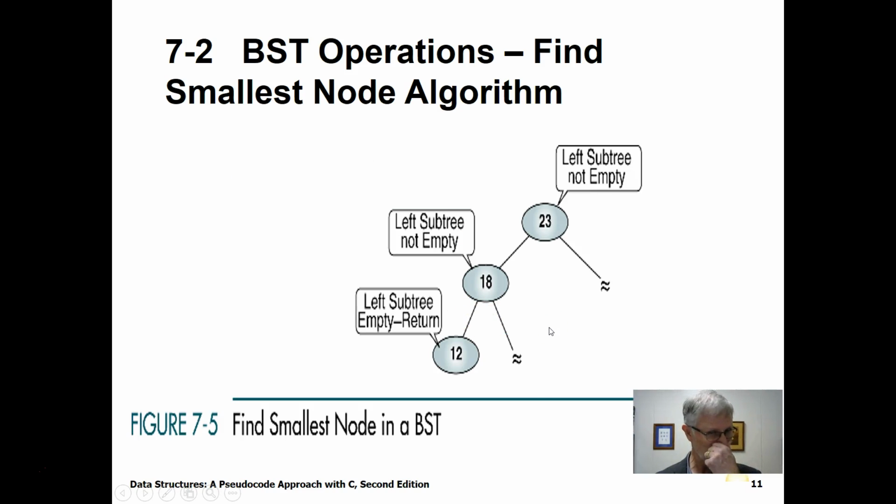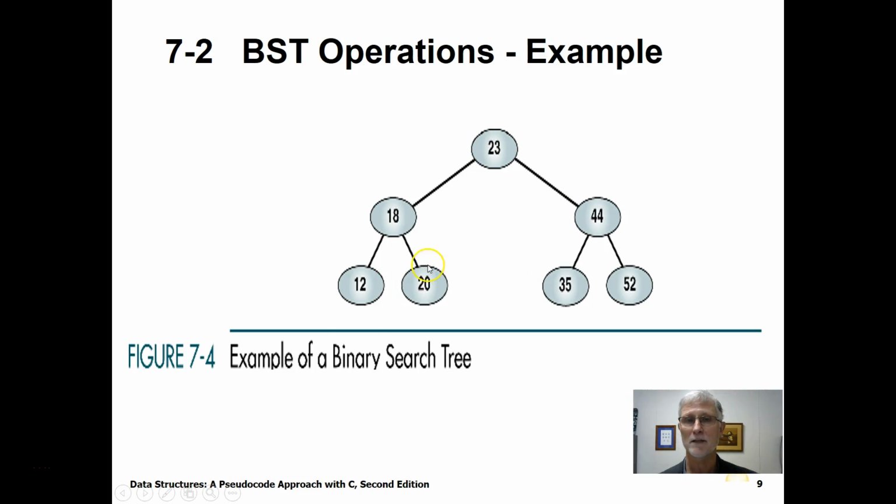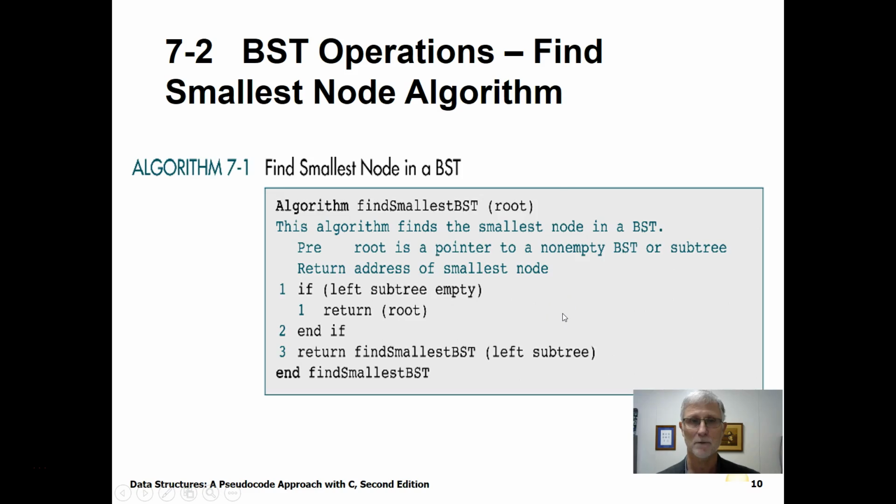So, see if the picture makes sense. Left tree's not empty, go down to it. Left tree is not empty, go down to it. Left tree is empty, guess what? I'm returning 12. So the smallest node in our chart is item 12. We kind of slowed up here, but you look at this, yep, 12 is the smallest number that we have in this example.